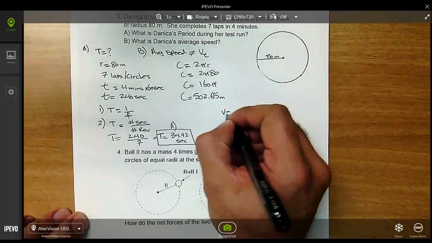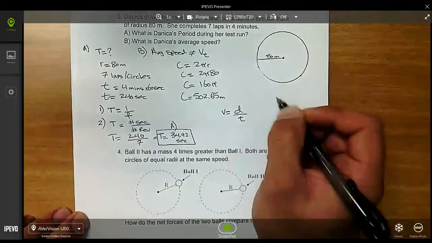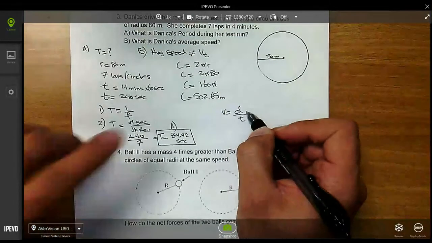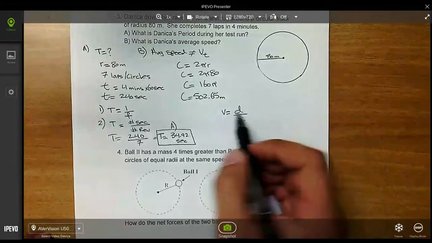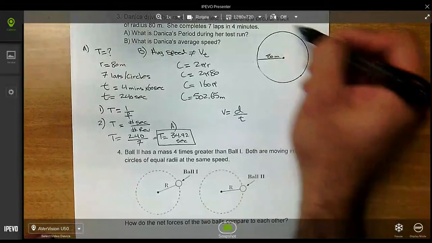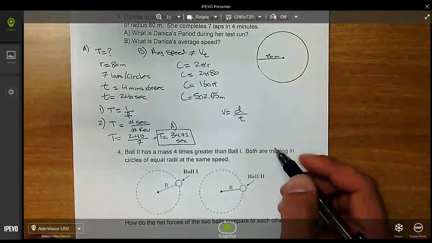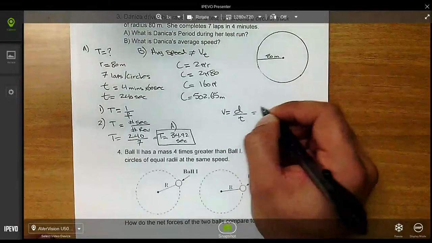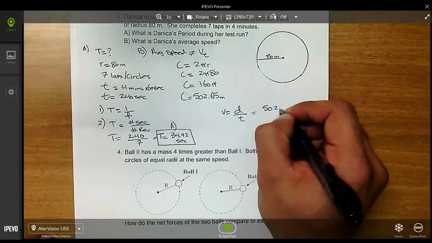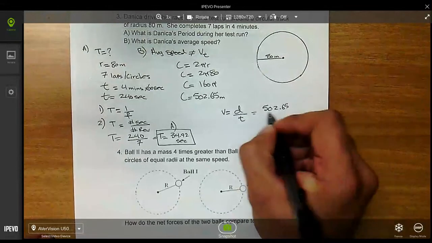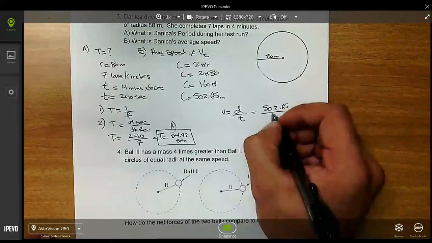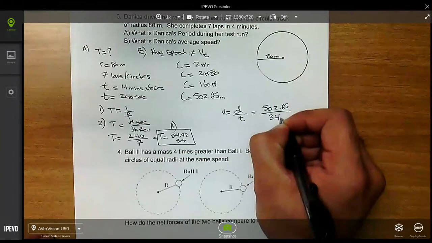So we're going to go back to v equals d over t, and I know this is referred to as linear. However, this is distance, and we've got a time that correlates with the circular distance as well. So that is going to be 502.65 divided by 34.92.